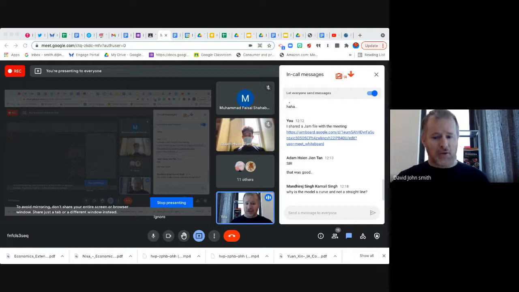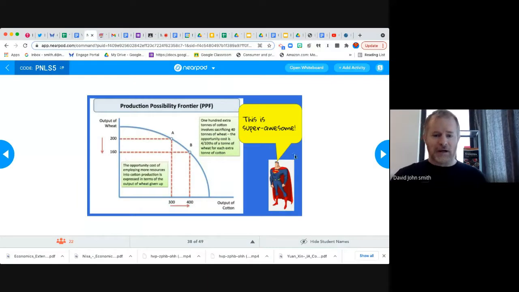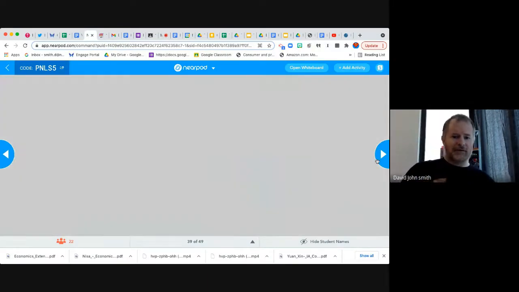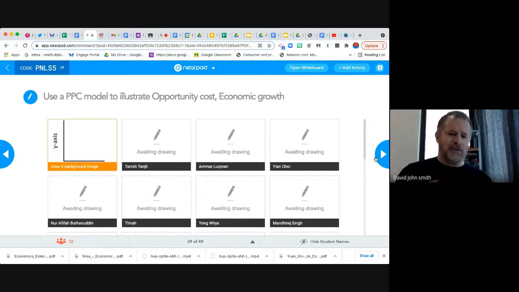But wait, as all good infomercials say, there's more. Yes, why is the model a curve and not a straight line? That's a really important question, and you've kind of jumped the gun a little bit because that was going to be one of my questions later. I'm just going to shrink this down and go back to here. We're going to come back to that very important question. Don't panic. We will get there. But first, can you illustrate opportunity cost and economic growth using a PPC model? And go.